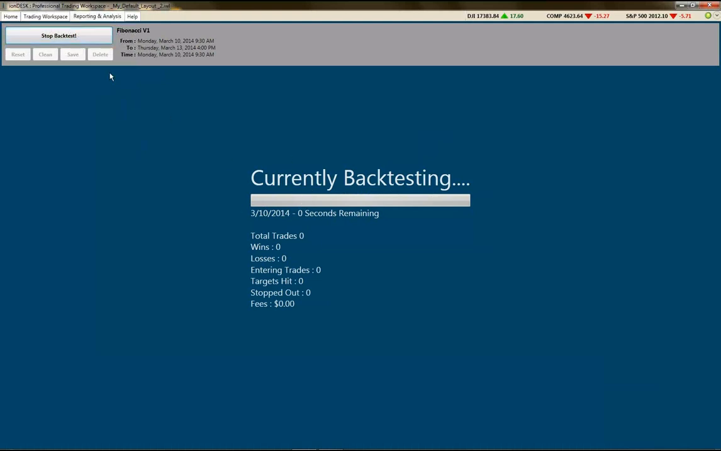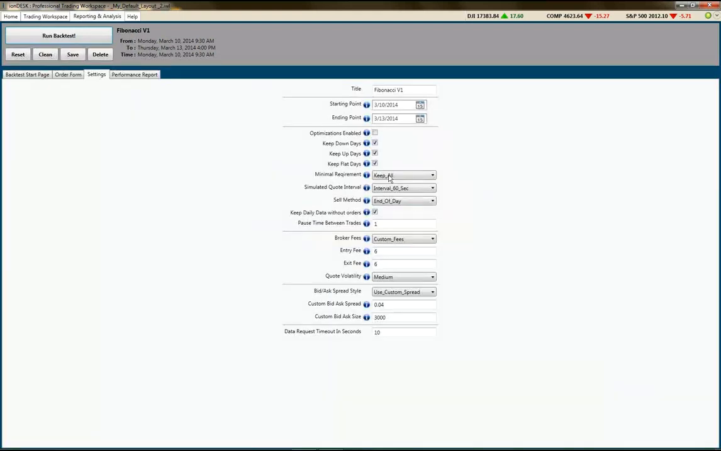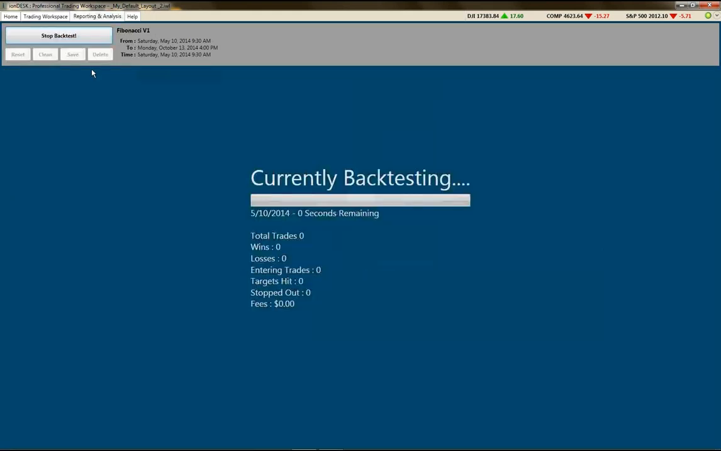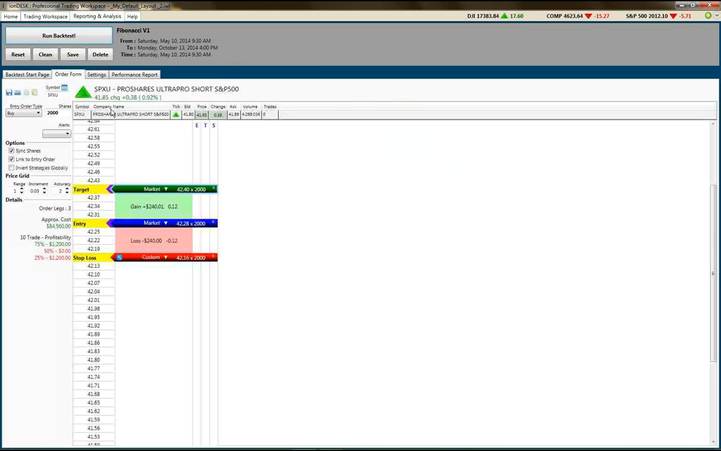So let's see here. Trying to think here. Maybe I need to set it to about 5. Having some, let's try this. Should be getting some data through here. What are we testing? We're testing some stock that, okay, let's try UPRO.